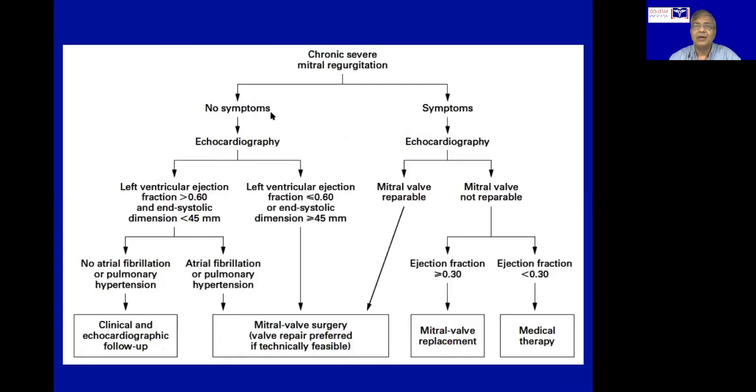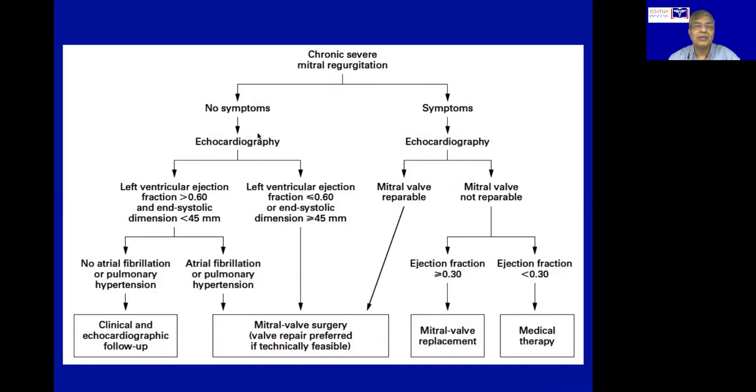So again, a flow chart to show the same thing. In case the patient has got mitral regurgitation and has got symptoms, you look at the echocardiogram whether the valve is repairable. If so, repair it. If the valve is not repairable, accordingly do replacement or medical therapy.